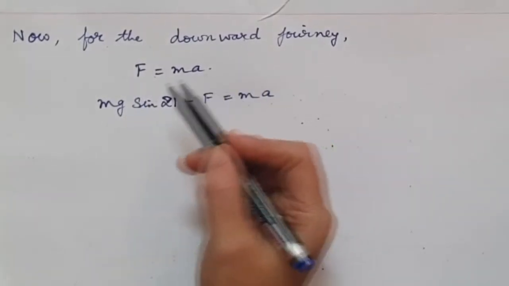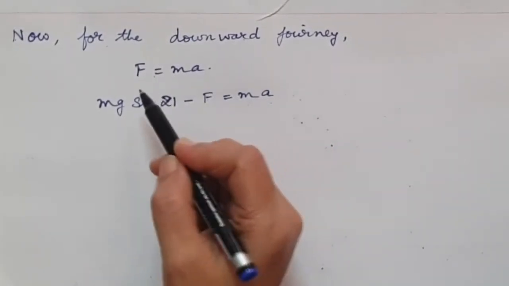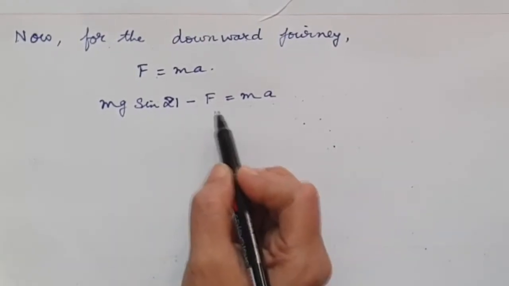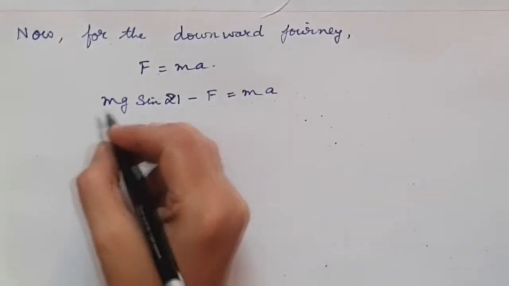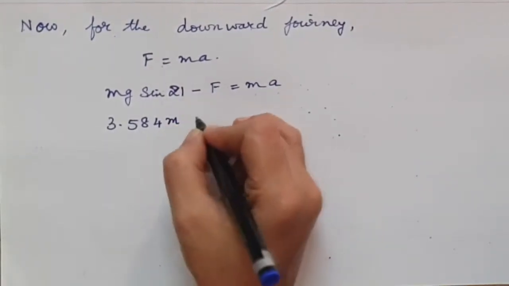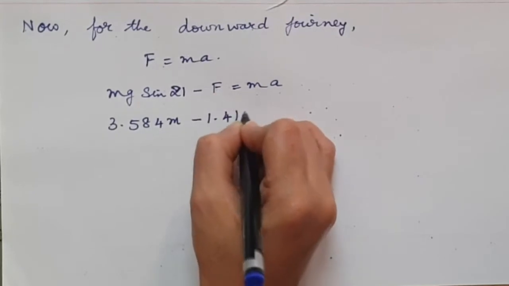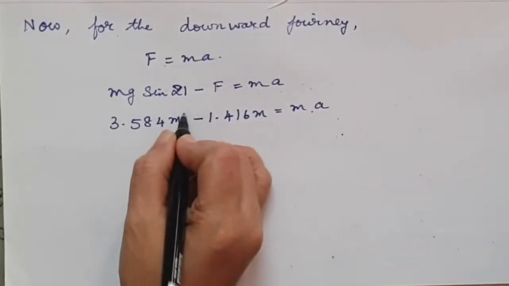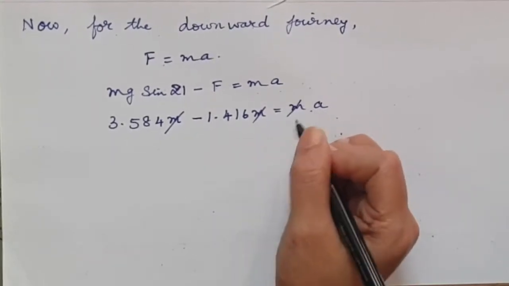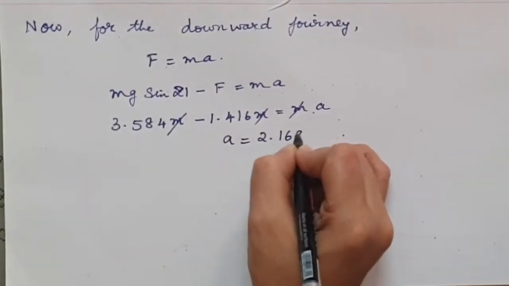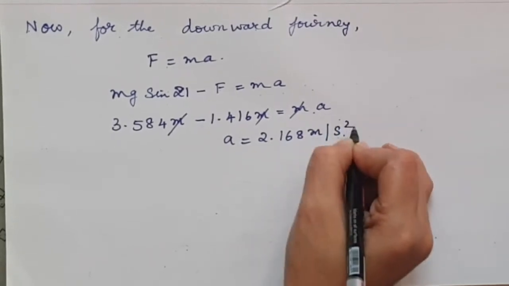Now for the downward journey, we apply Newton's second law F equal to ma, that is mg sin 21 minus F will be equal to ma. So it is 3.584 m minus 1.416 m equal to ma. Everywhere there is an m, we can cancel it out. So the value for a will be equal to 2.168 meters per second squared.